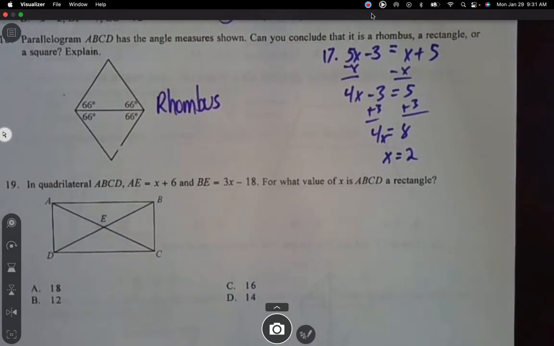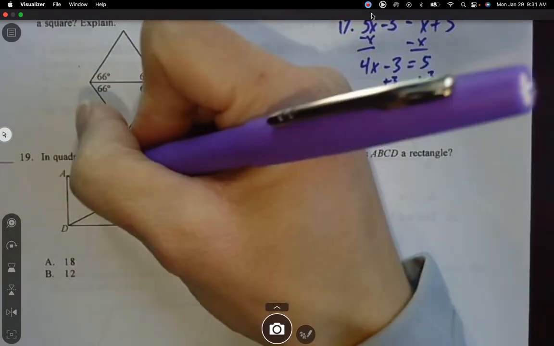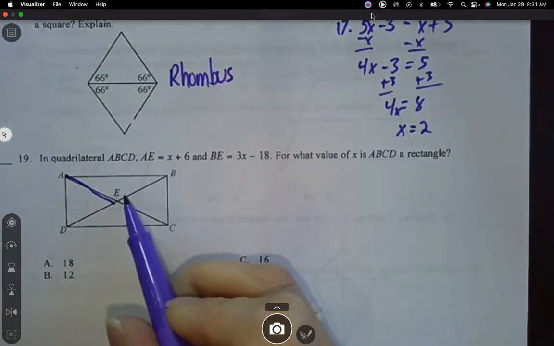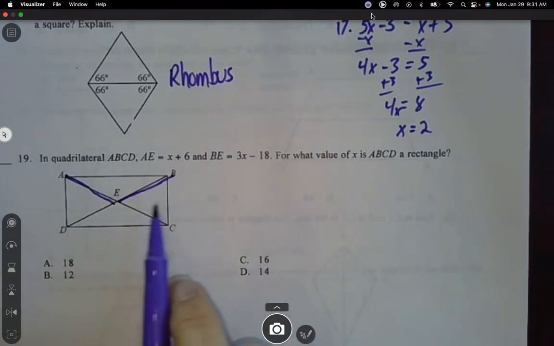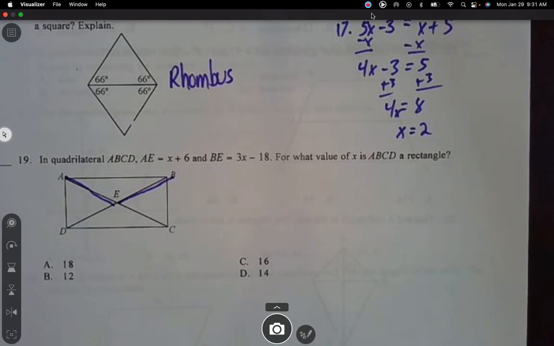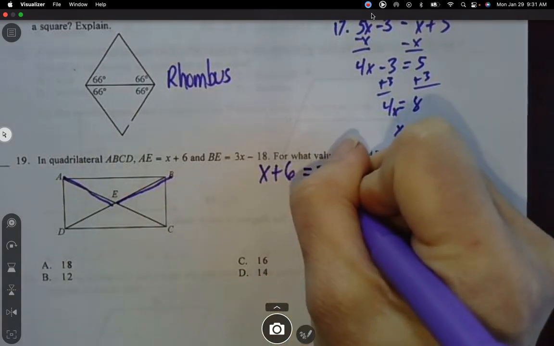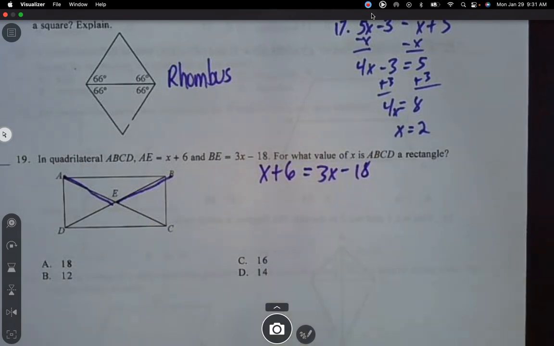Now number 19. Is everybody ready for number 19? We know the diagonals are equal. In this one, they only give us this part and this part, AE and BE. Wouldn't they still be equal though? If the diagonals are equal, let's just set them equal. X plus 6 equals 3x minus 18. How do you solve?